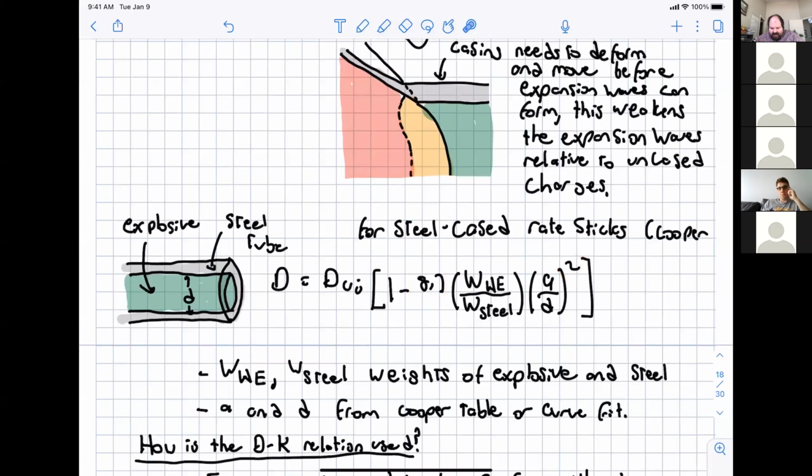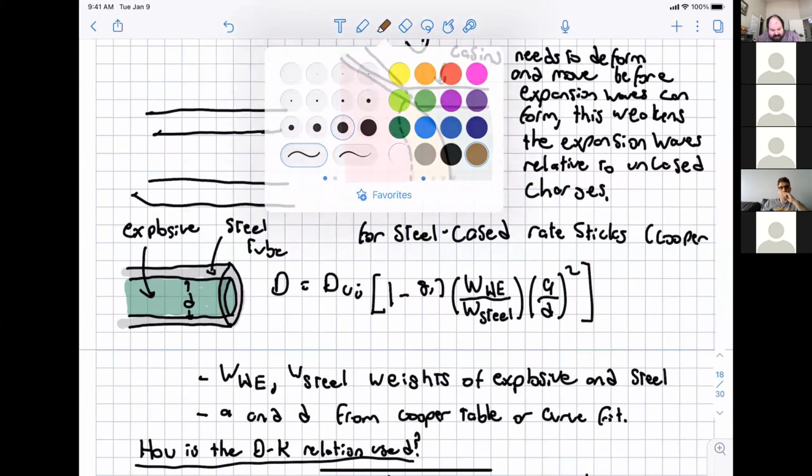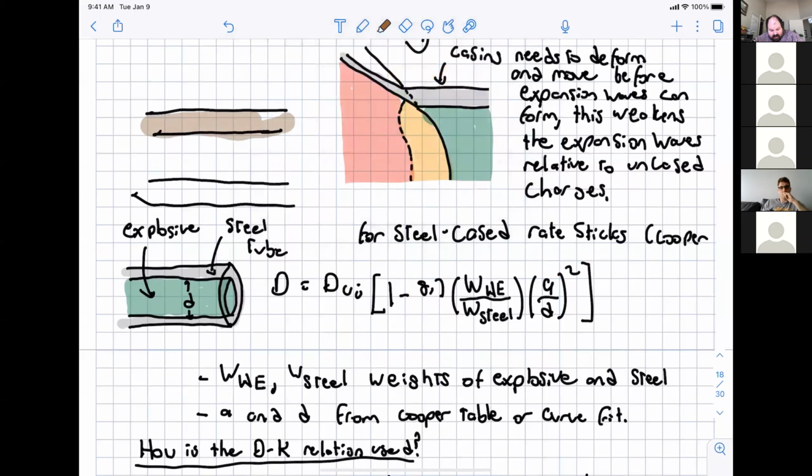One of the most interesting cases, and I don't think it's fit to a functional form like this, is if you have the explosive here, and the liner isn't steel, but the liner is beryllium. The reason that's interesting is that the speed of sound in beryllium is extremely high. It's faster than most detonation velocities.